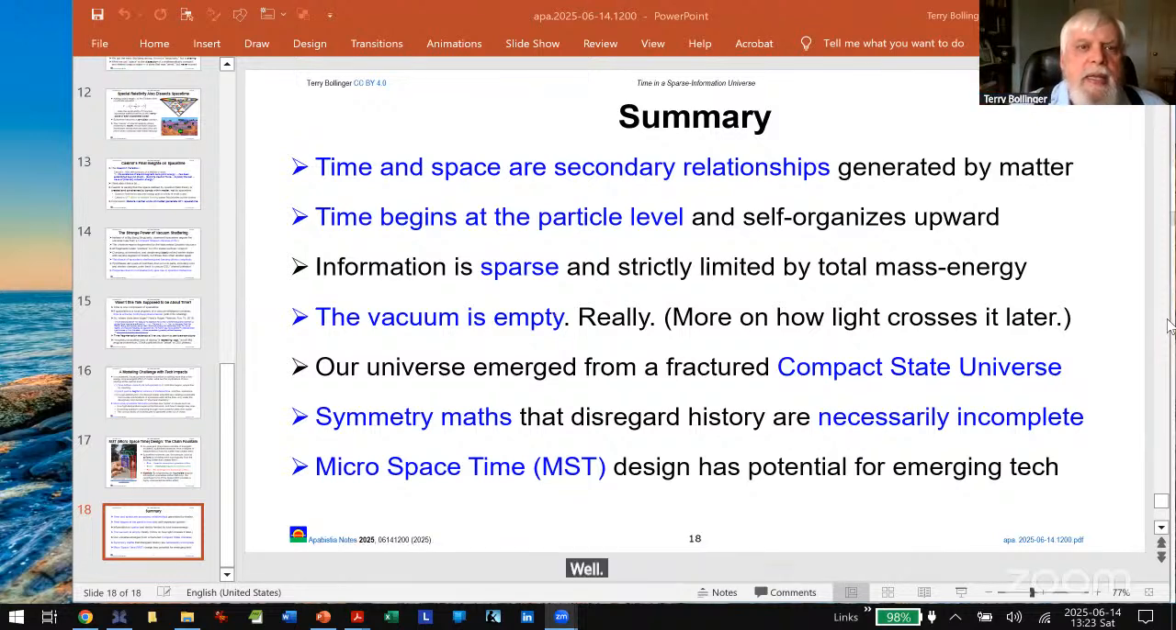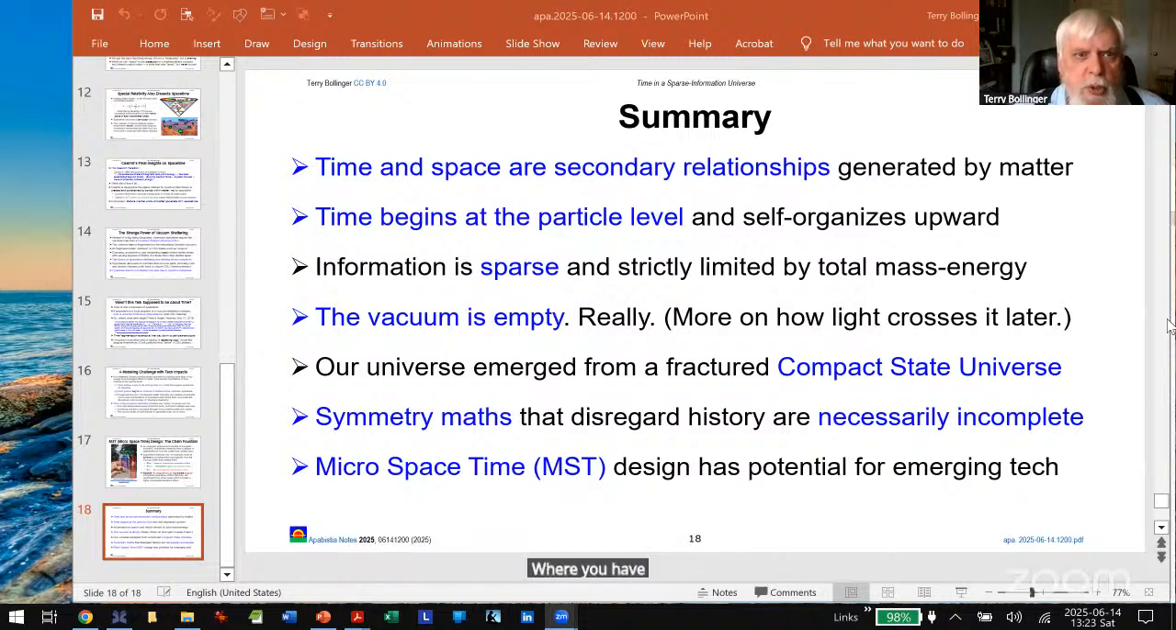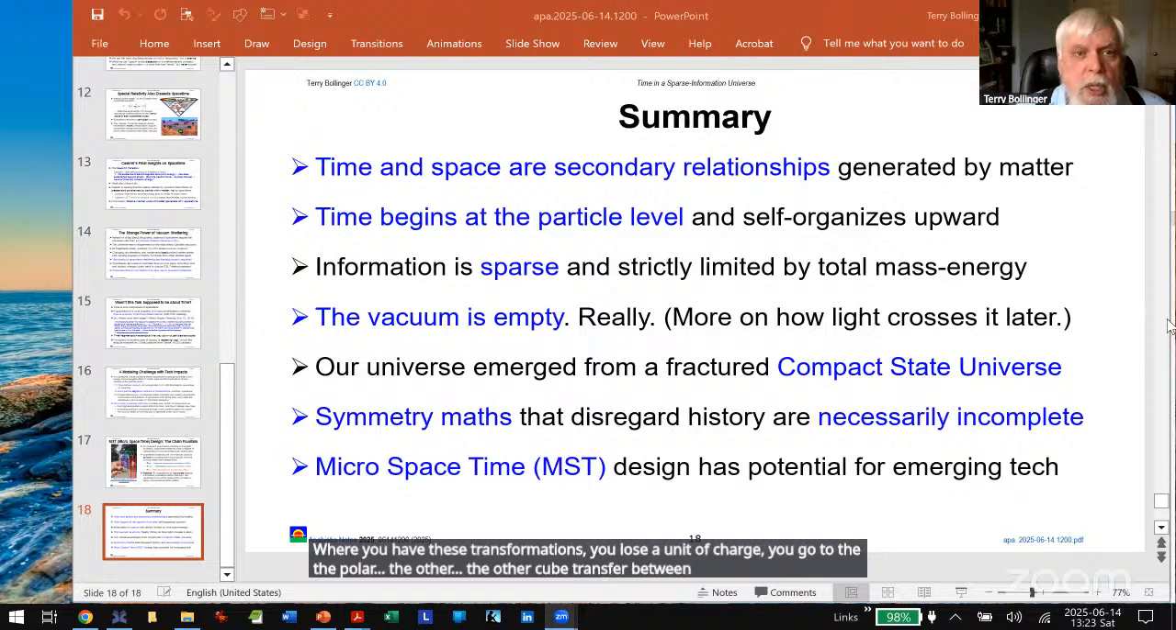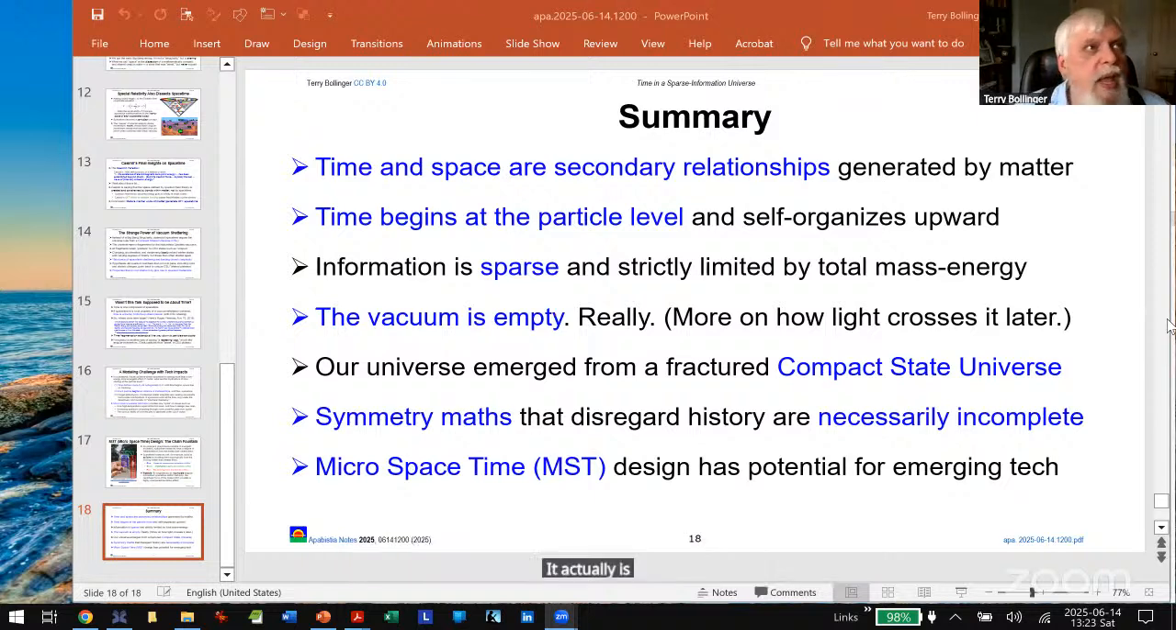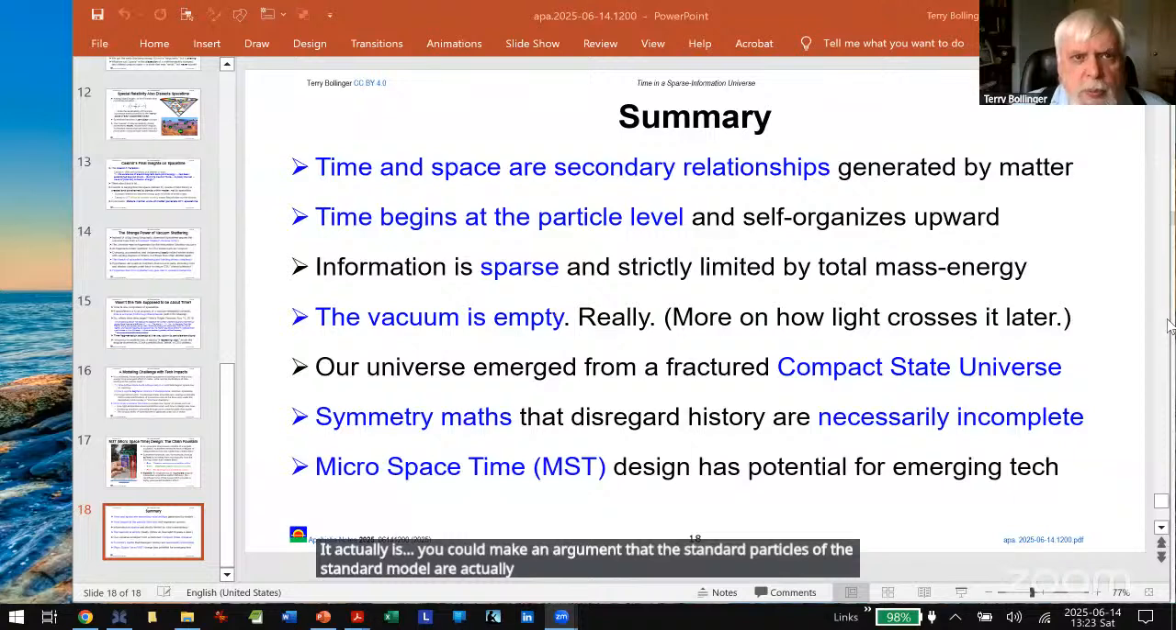Derek, if you haven't looked at that double cube diagram that I do sometimes, where I show that the weak transitions are the vertical lines between the two cubes. They show all those relationships that you're talking about, where you have these transformations. You lose a unit of charge, you go to the other cube, you transfer between the cubes. You could make an argument that the standard particles of the standard model are actually hyperspace links between these two cubes, because when you put two cubes linked at the corners, it's a hypercube.